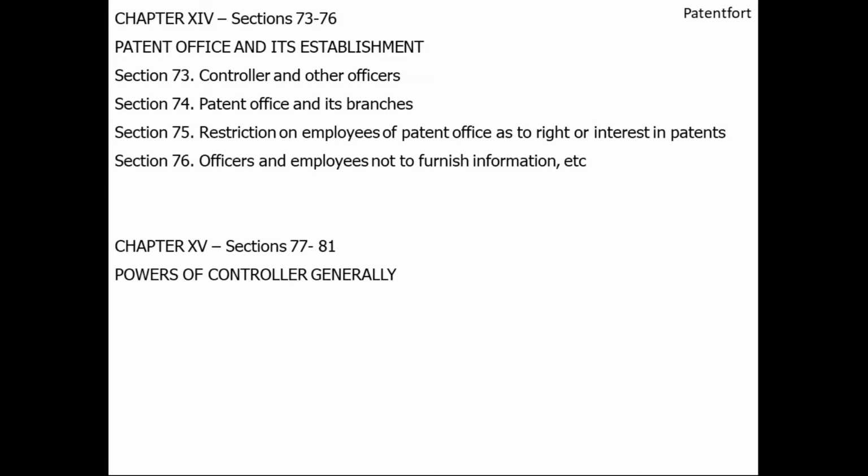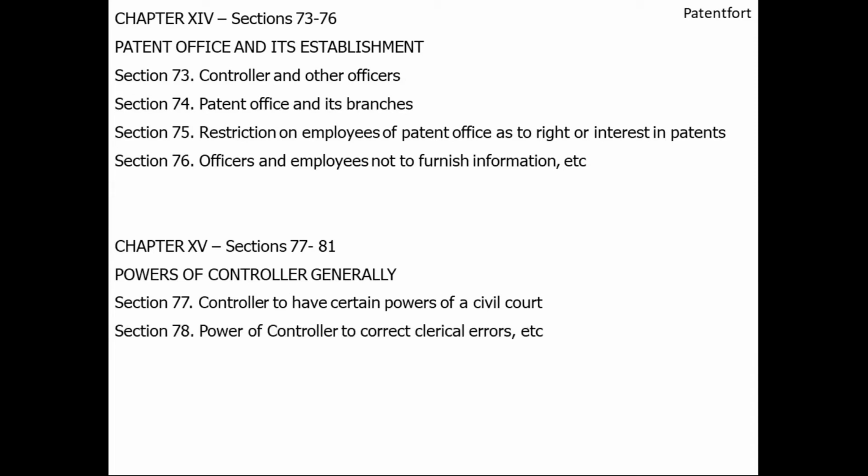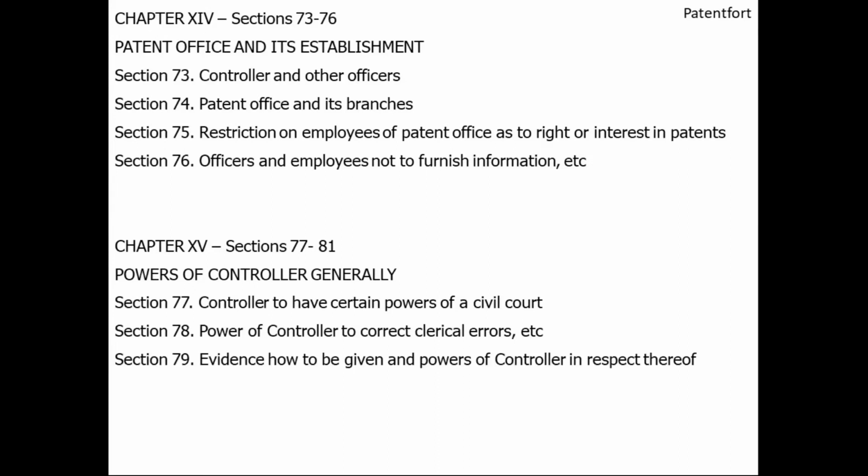Chapter 15. Section 77 to 81. Power of controller generally. Section 77. Controller to have certain power of a civil court. Section 78. Power of controller to correct clerical errors etc. Section 79. Evidence how to be given and power of controller in respect thereof.